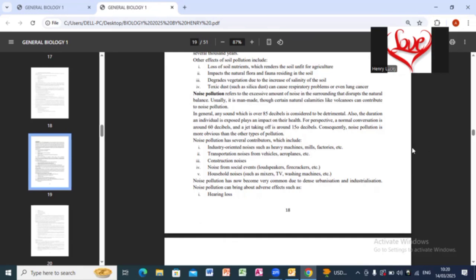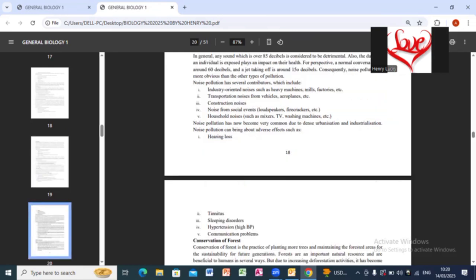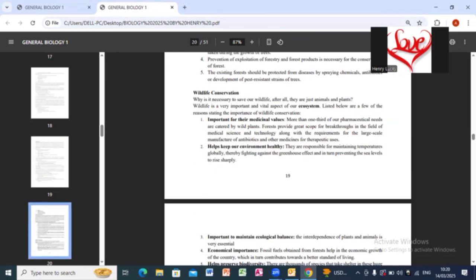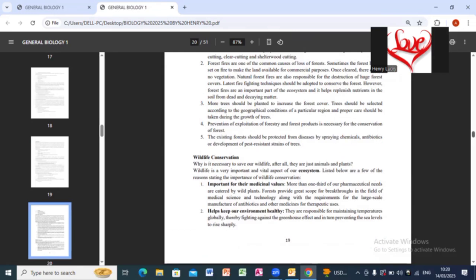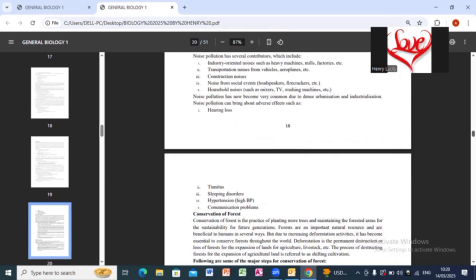Then what about noise pollution? Noise pollution, we refer to it as an unpleasant sound in an environment, or it can also be referred to as the excessive amount of noise in the surroundings that disrupts the natural balance. So what are the health implications of noise pollution? Hearing loss, sleeping disorder, hypertension, communication problem. These are the health implications of noise pollution.